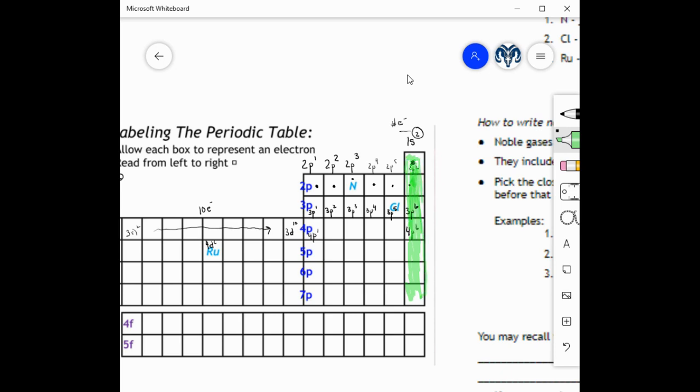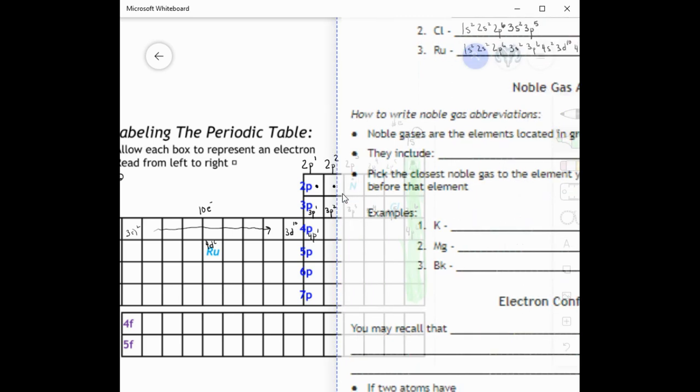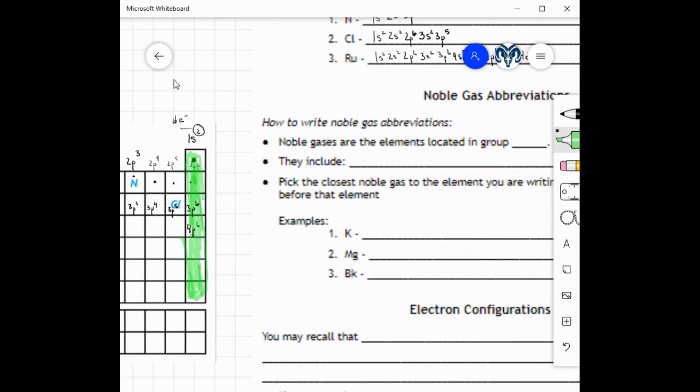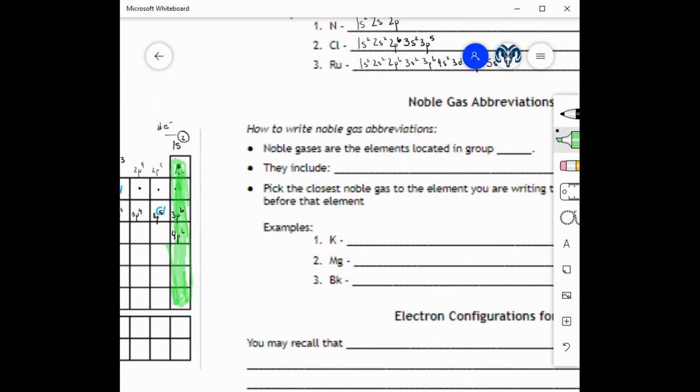All right, so noble gases. Noble gases have their p orbital filled, so it allows us to make a shortcut. Noble gases are elements located in group 8, and that's right here, 8A.